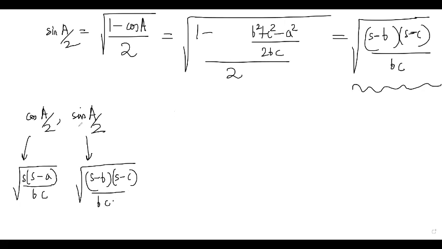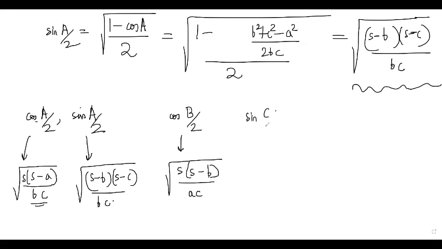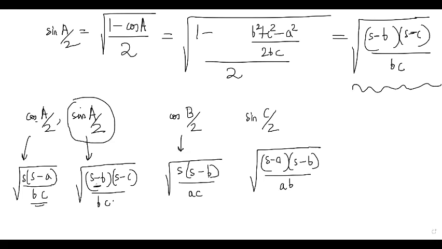And similarly, you should understand the pattern here. If I had to ask cos B by 2, I would say root over s minus b by, so I'm matching the capital B here with the small b here. And notice that since it was the other two sides in the denominator, here it will be AC. And if I have to ask sine C by 2, for example, I will do s minus a, s minus b by AB, right? Because notice the pattern here. When it was A by 2, I did the other two sides on the top and BC. So A and B here because it was capital C by 2. So understand this pattern. And once we know these two or three formulas, we are good to go.